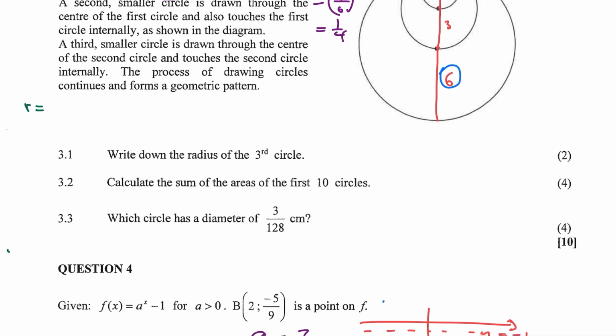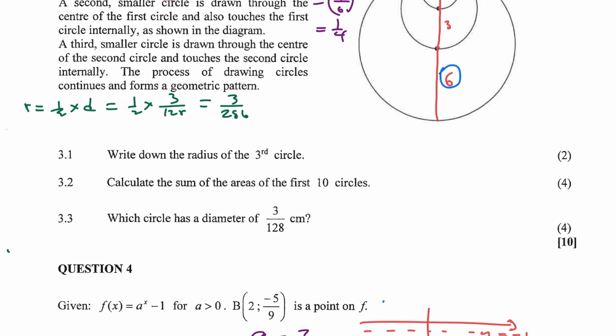We know that a radius is equal to half of a diameter. So the radius is equal to 1 over 2 times 3 over 128, which is 3 over 256. So we're looking at a radius of 3 over 256.